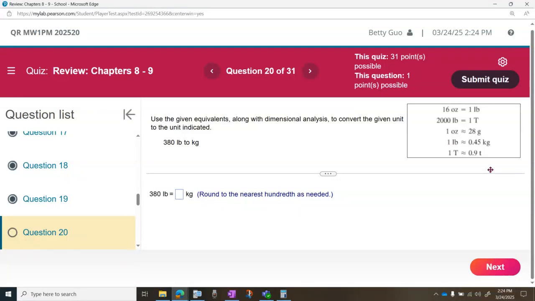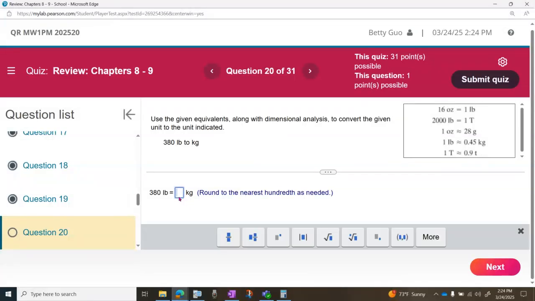We can also know that by looking at the numbers in front of the two units. 0.45 is smaller than 1. This number is smaller, so the unit is bigger. Kilogram is a bigger unit, so we need a smaller number here. We either multiply by 0.45 or divide by 0.45. You figure it out. We should multiply.